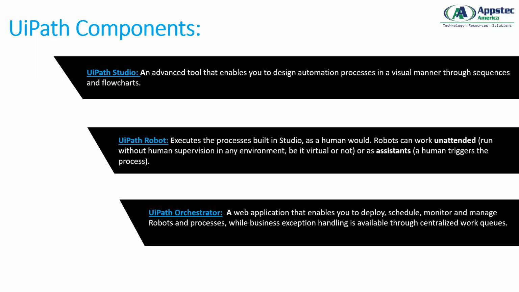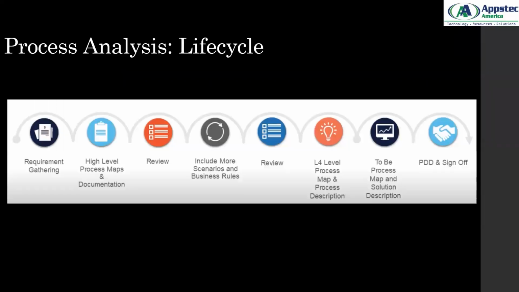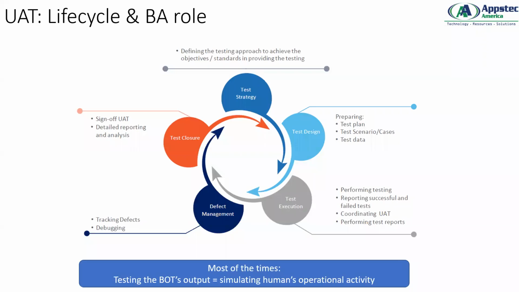Okay. Then we heard about the process lifecycle analysis. So we know that we have the requirements gathering followed by a high level process map and documentation, which is followed by a review. Then we go for more scenarios and business rules analysis, which is further reviewed and approved. And then once we have it ready, we have the to-be process map and the solution description. And finally, we create the PDD and get the sign off.